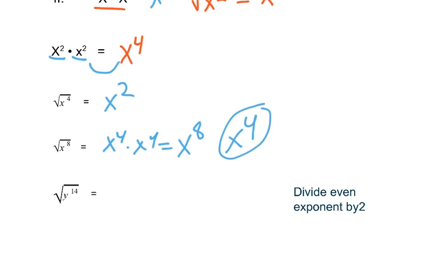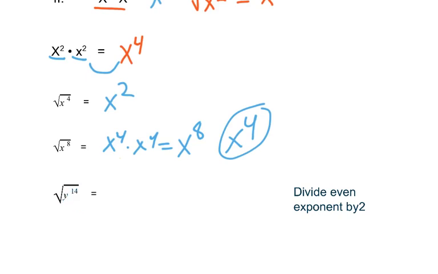here's a little shortcut. What you hopefully are beginning to notice is that if you have an even exponent, so take a look at the exponent here, it is even, when you take the square root of that, all you have to do is take this exponent and divide the even exponent by 2. See what we did up here? X to the 8th divided by 2 is x to the 4th.